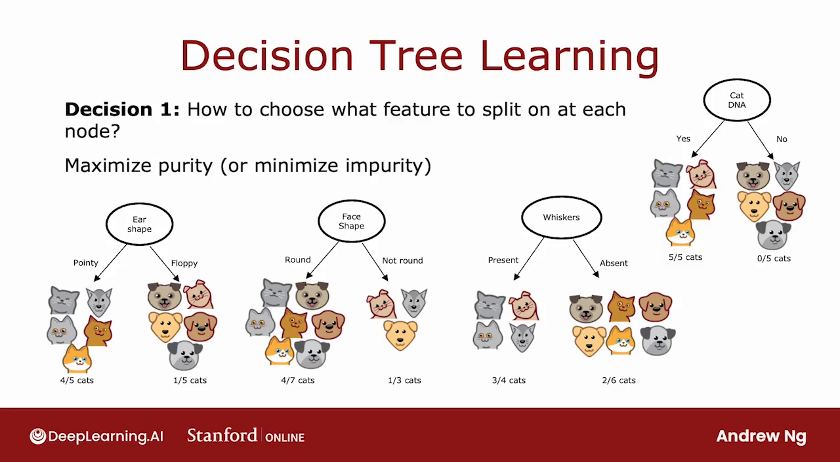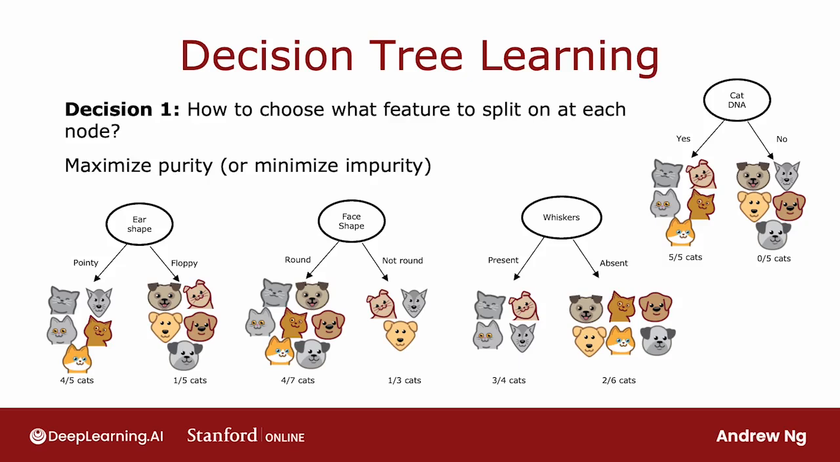And so the decision tree learning algorithm has to choose between ear shape, face shape, and whiskers, which of these features results in the greatest purity of the labels on the left and right sub-branches. Because if you can get to a highly pure subset of examples, then you can either predict cat or predict not cat and get it mostly right. So the next video on entropy will talk about how to estimate impurity and how to minimize impurity.